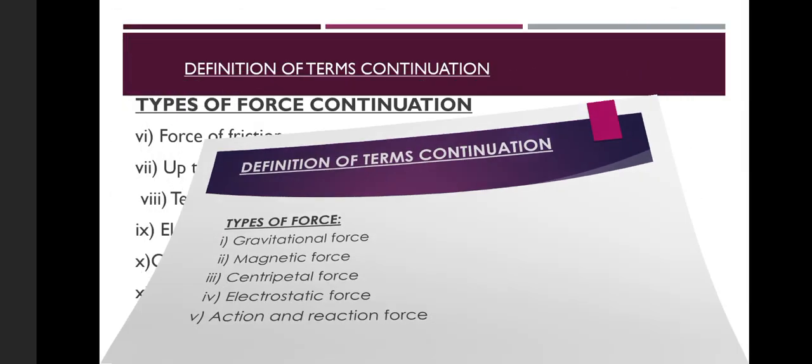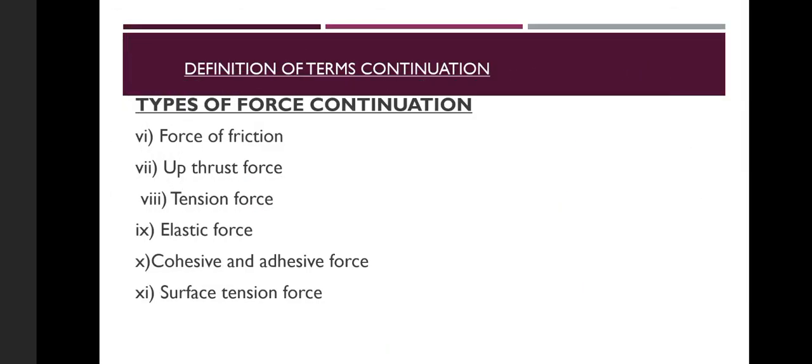Type number 6 is a type of force that we call force of friction. Type number 7, there is a type that we call upthrust force. Type number 8 is tension force. Type number 9 is elastic force. Type number 10 is cohesive and adhesive force. And finally, type number 11 is surface tension force.